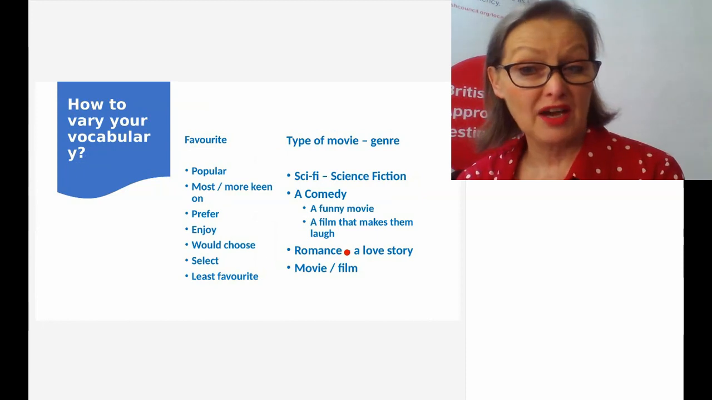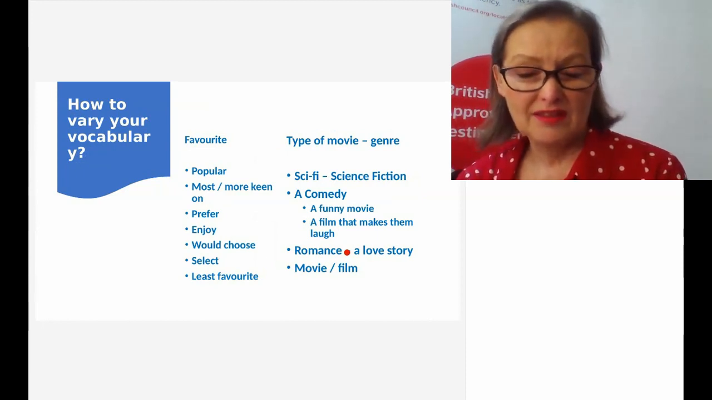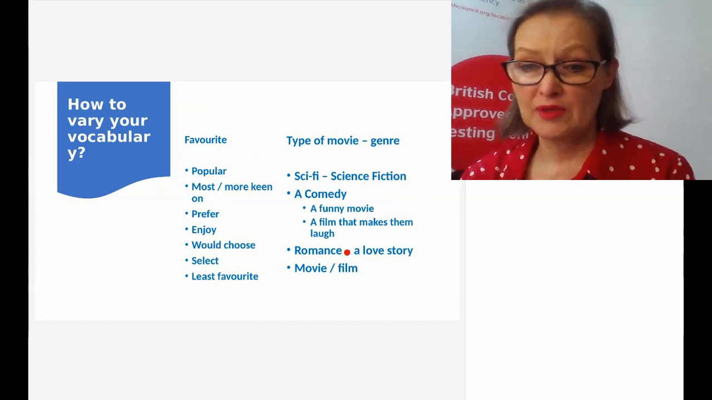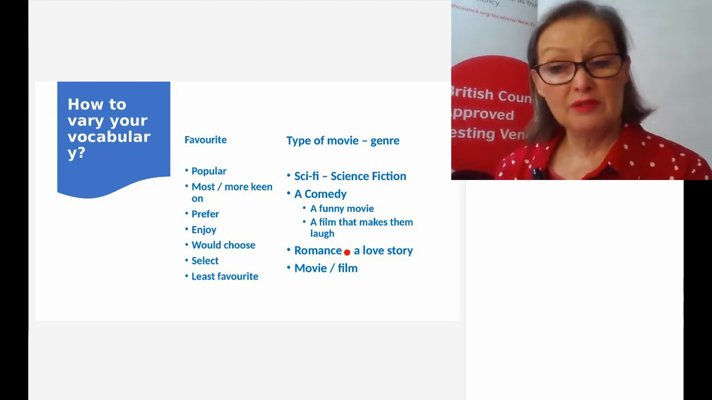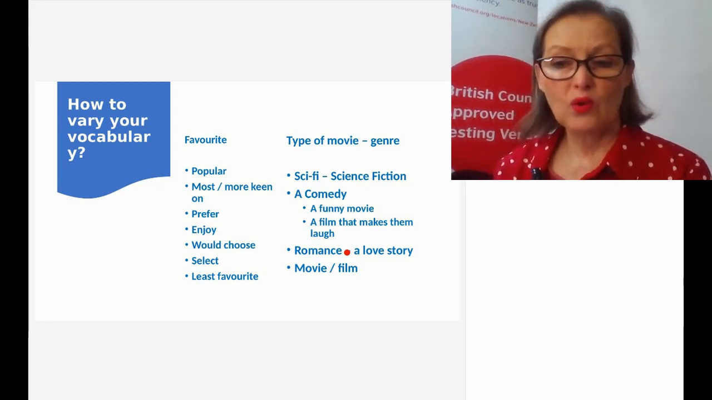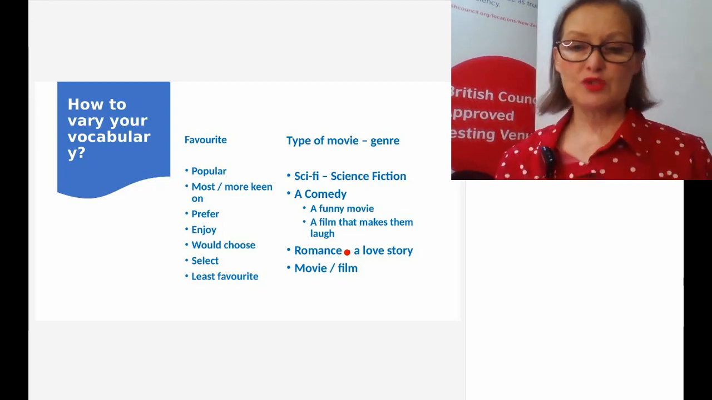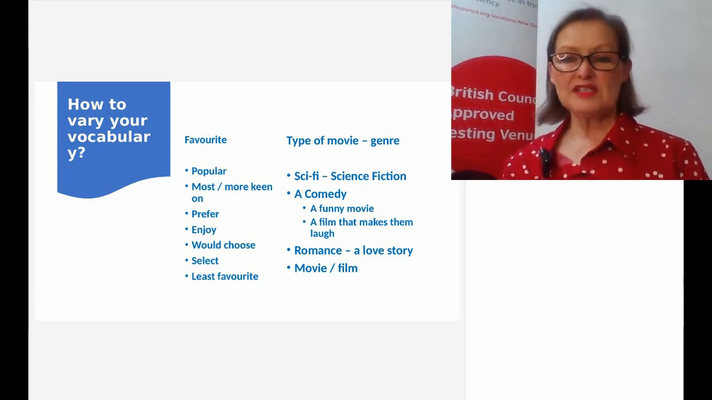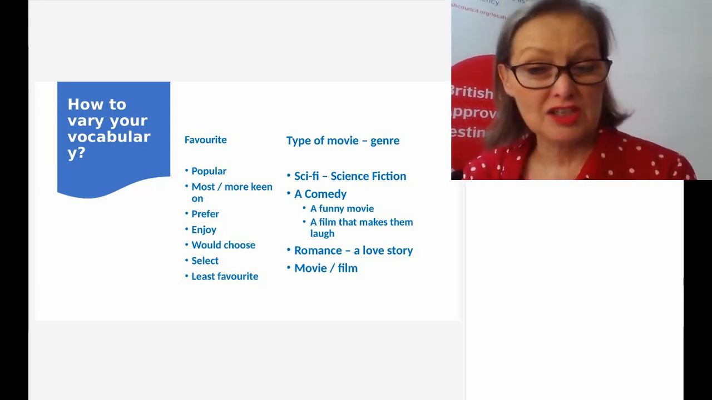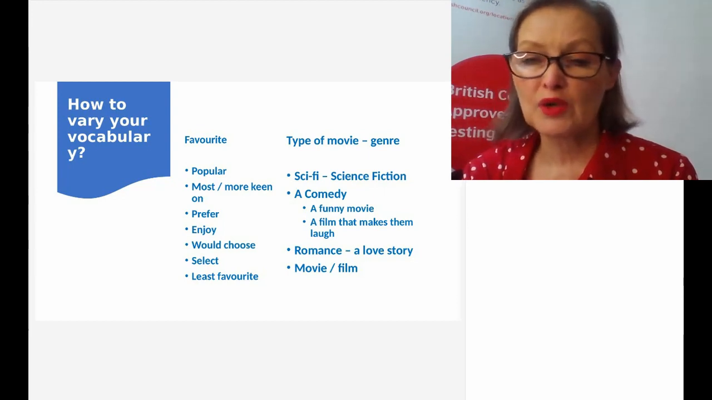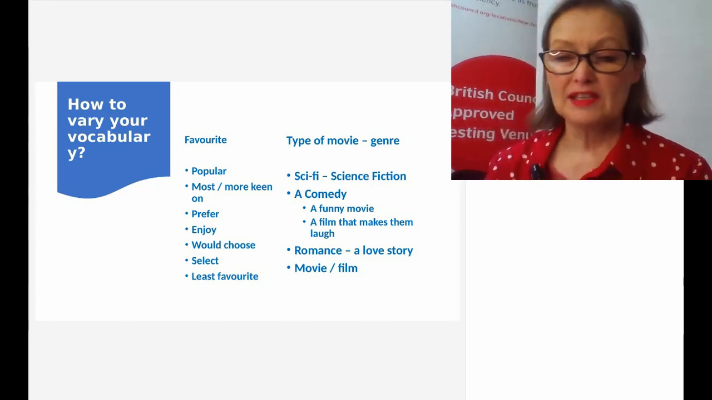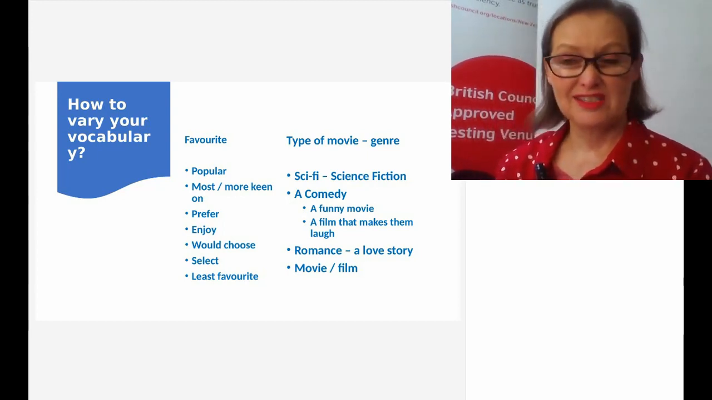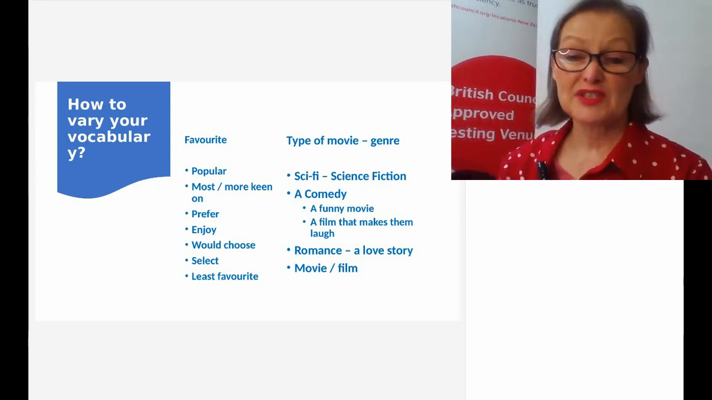Did you come up with sci-fi, science fiction? A comedy we could extend into many people enjoyed a film that made them laugh, or a love story. And of course, we could also change the word movie for film. So once again, I suggest you make a screenshot or just jot down new words that you would like to add to your vocabulary book, because later on, you're going to write a pie chart. You're going to practice writing a pie chart using this language.